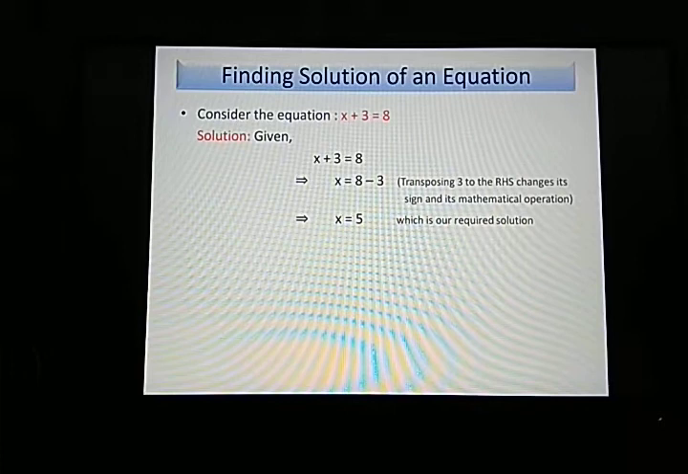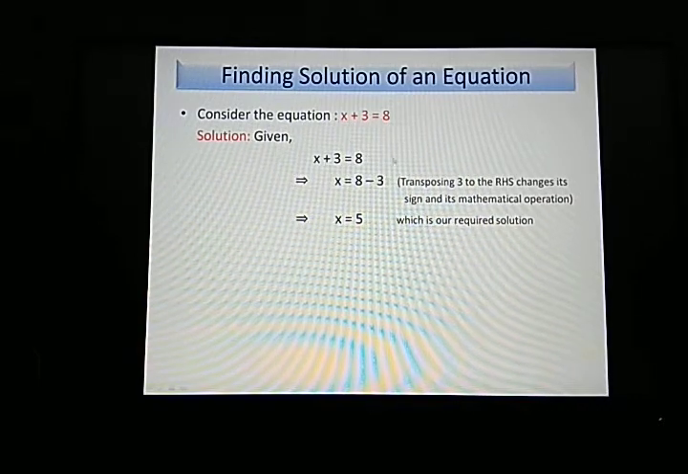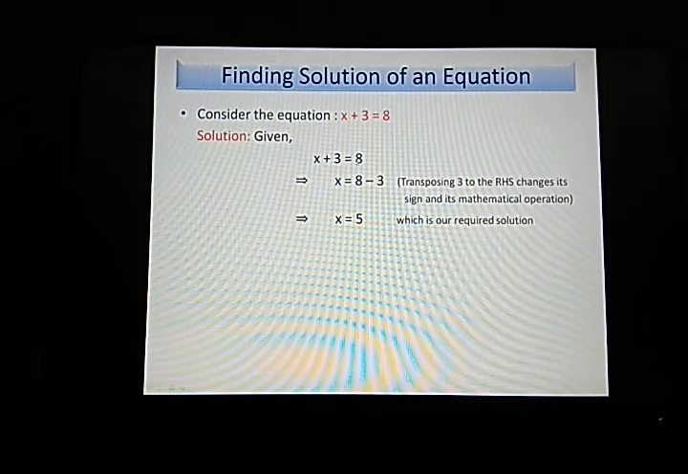So already we are given x plus 3 equals 8. Now we have to solve for x, since x is the unknown quantity here. So if we transpose 3 onto the right hand side, while transposing means shifting from the left hand side to the right hand side or right hand side to the left hand side. In both the cases it is called transposing, meaning changing the sides. And while we change the side, the value's sign changes as well as its mathematical operation also changes.